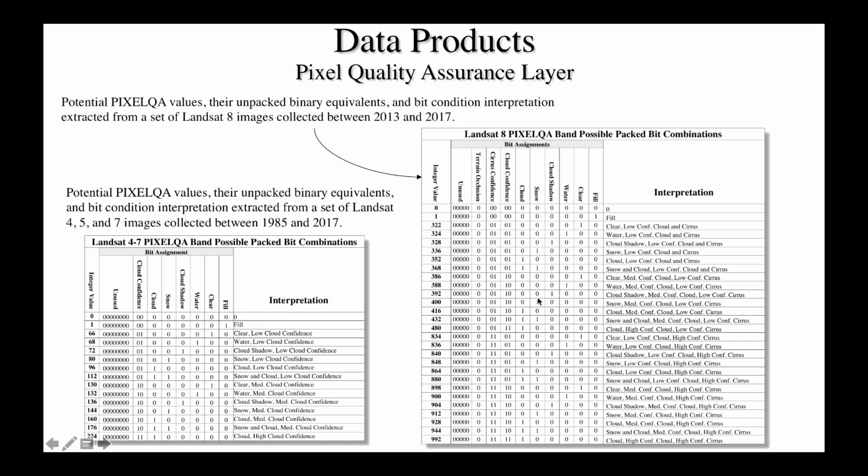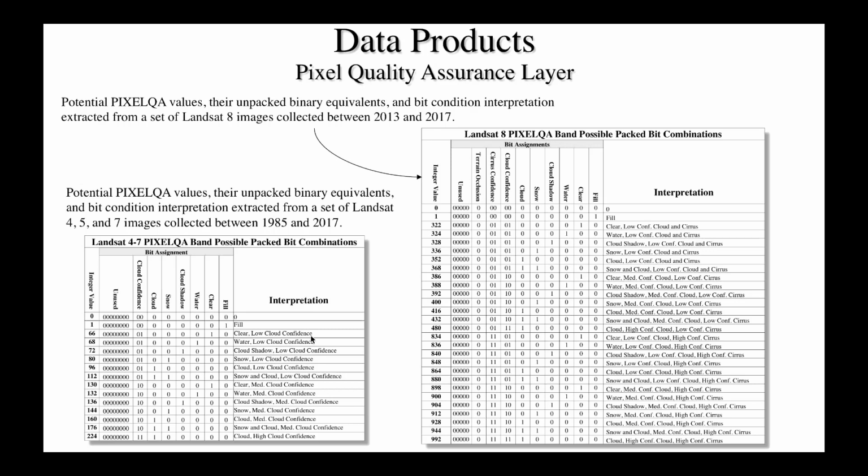Some of them, like 388 is water, 392 is cloud shadow, medium confidence cloud, low confidence cirrus, and so forth. So you can pick out which ones you want. For this example, I used 322, which represents clear, low confidence cloud, and low confidence cirrus. And it's equivalent in Landsat 4, 5, 7 to 66, which is clear, low cloud confidence. Basically, these are theoretically the best, purest pixels that provide the best values for reflectance. All the other ones are compromised to some degree or another, but it still allows you to pick out which ones you want.